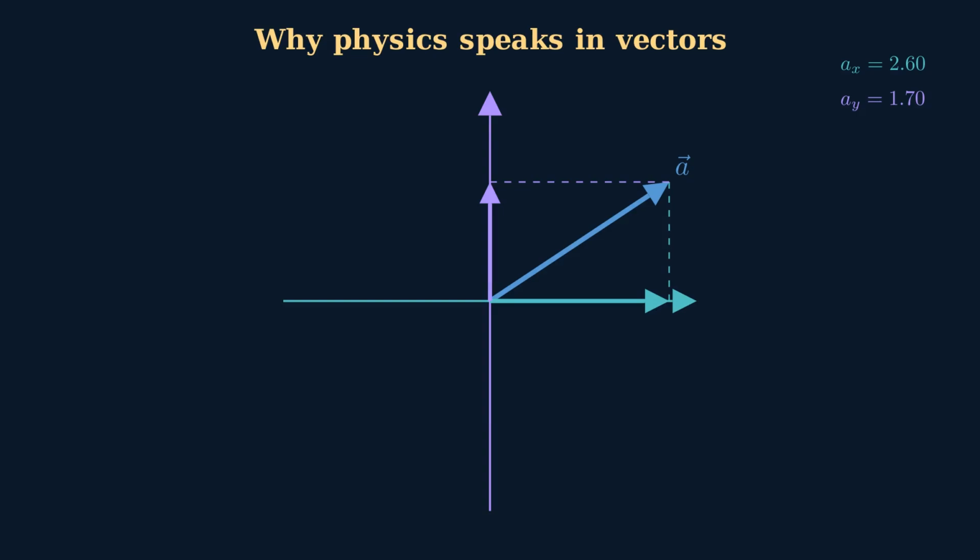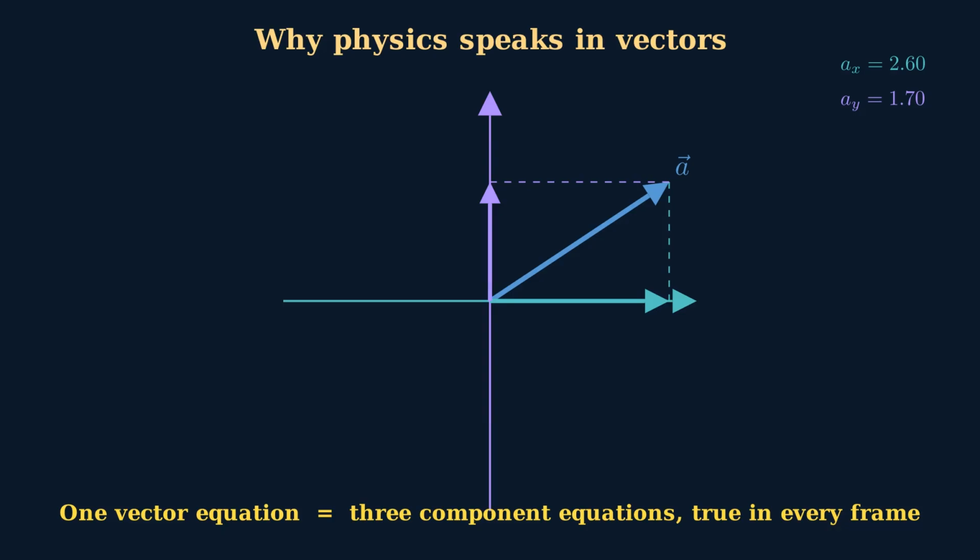That's the whole point. The components depend on your choice of axis, but the vector, its real, physical magnitude and direction, does not. The relationships between vectors are true in every coordinate system at once. And that is why the laws of physics are vector equations. One compact statement like R equals A plus B secretly stands for three component equations, and it stays true no matter how you tilt your axis. Coordinate independence, captured in a single arrow.